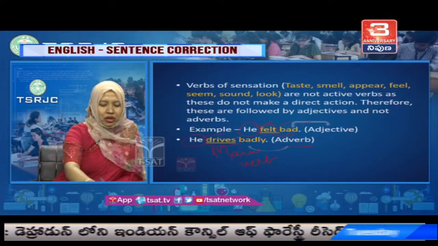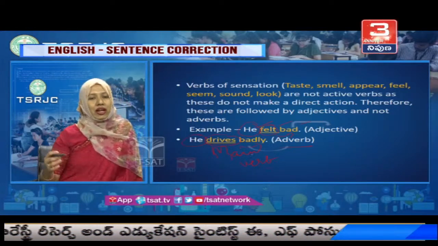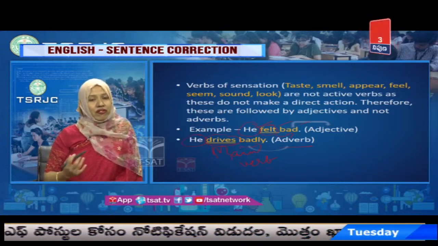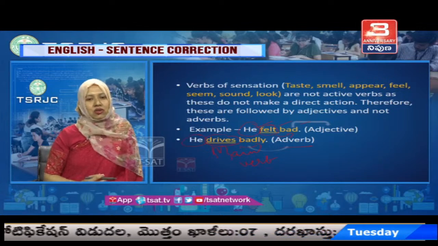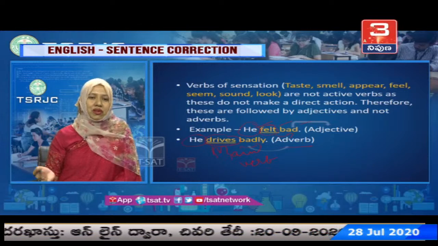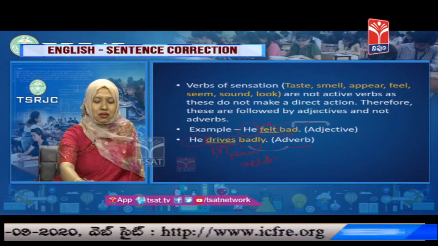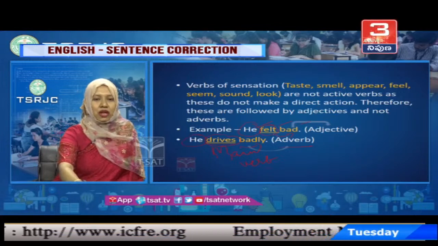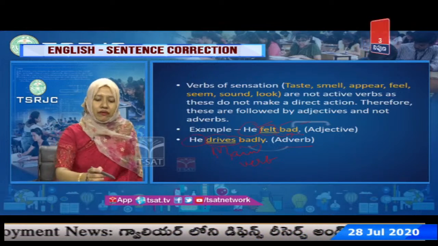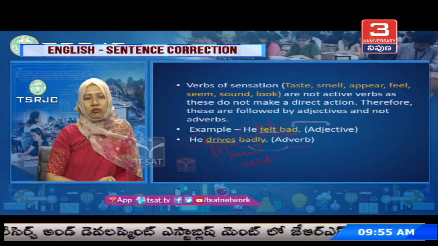With such main verbs, always an adverb should be used. How does he drive? Very badly, very rashly, very fast. He drives fast. So any of the adverbs can be used after this main verb, drives. The difference is, when sensational verbs are used, you should use adjectives in the object place. When main verbs are used, adverbs should be used in the object place.